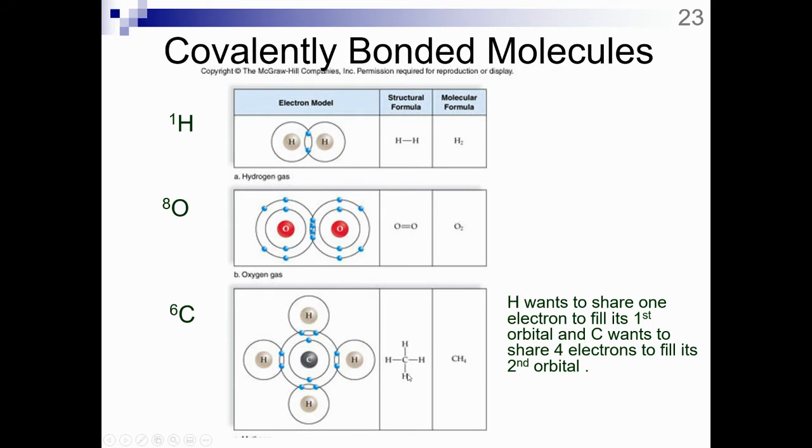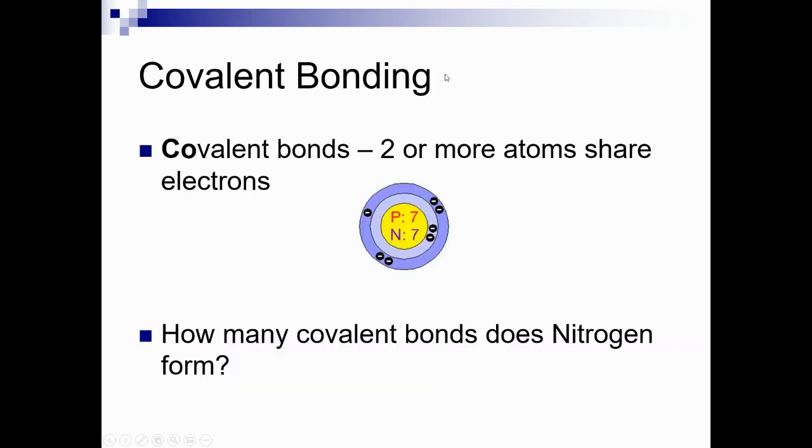You can see we're going to draw this. If we draw what this molecule looks like, either way, the hydrogens are balanced out nicely all around this. They're evenly distributed. So this is a covalent bond. We're sharing, and we're sharing evenly. So with covalent bonds, 2 or more atoms share electrons.